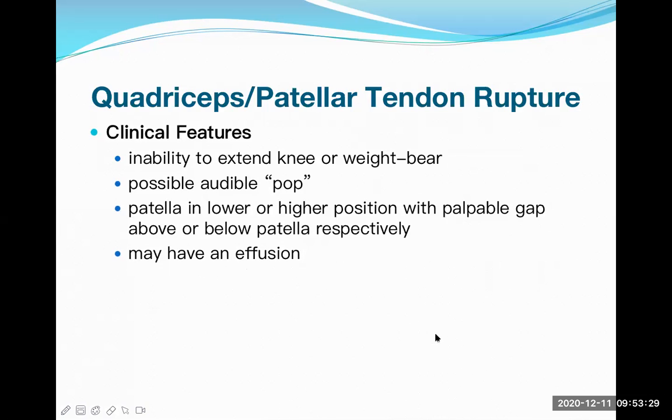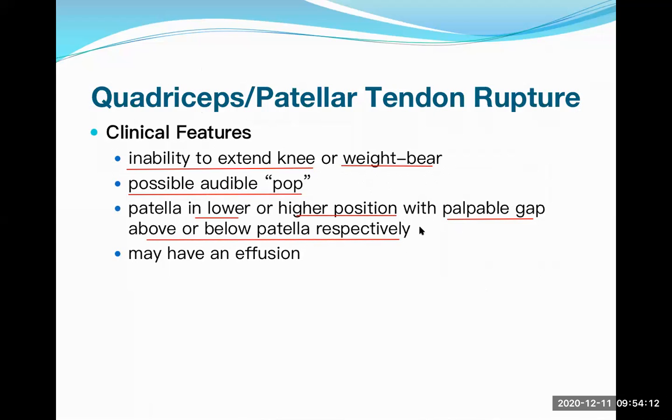Now, what are the clinical features of patellar tendon rupture? The person will be unable to extend the knee, definitely. That is the function of the quadriceps femoris muscle, extension of the knee. So, inability to extend the knee is a very important clinical feature, or being unable to weight bear. There is a possible audible pop sound when the tendon ruptures. The patella may be in a lower or higher position than normal, and there is a palpable gap above or below the patella respectively. Now see, where is the rupture of the tendon?